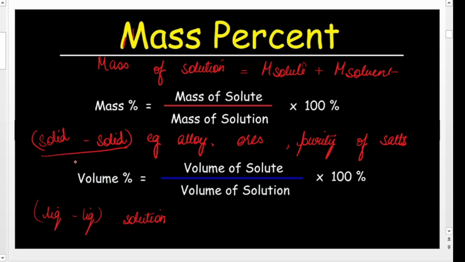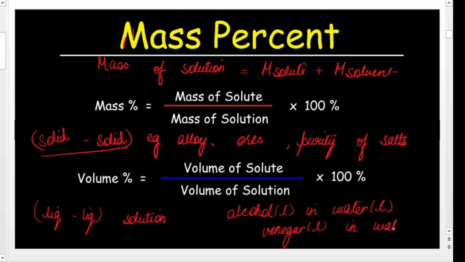So for such cases, when my solute is also liquid and solvent is also liquid, we go for volume by volume percentage, which is volume of solute upon volume of solution. For example, now that corona is going on, you're using sanitizers. It is a mixture of alcohol, which is a liquid, in water. So it is expressed in volume by volume percentage. Or, at home we make a mixture of vinegar, which is again a liquid, and dilute it in water. Again, this is volume by volume percent.